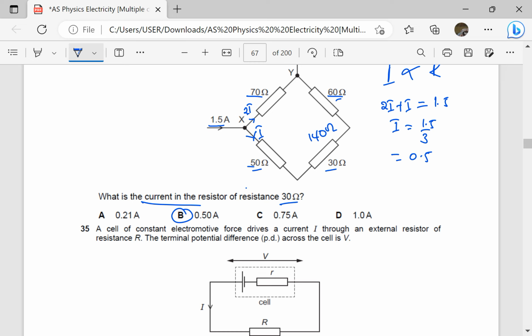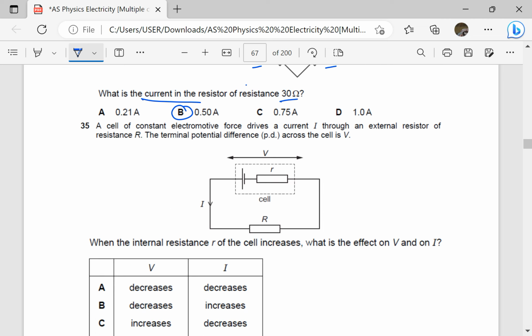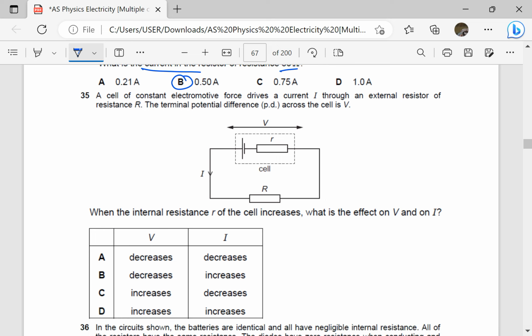A cell of constant e.m.f., or electromotive force, drives a current I through an external resistor of resistance R. The terminal PD across the cell is V. When the internal resistance r of the cell increases, what is the effect on V and on I?